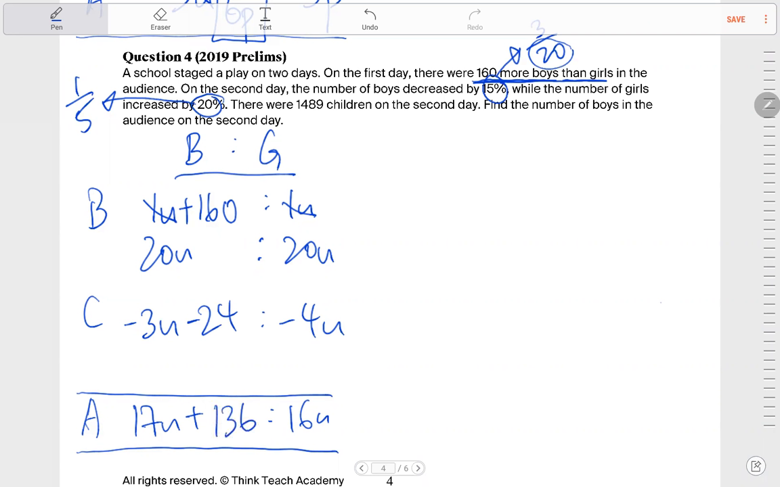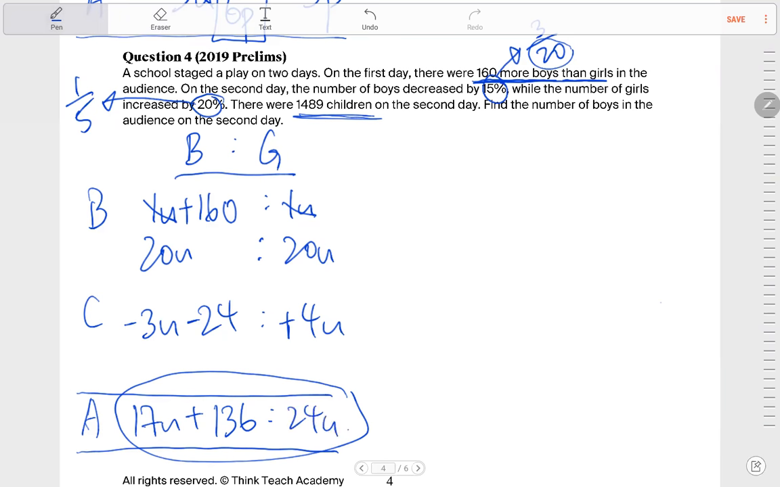So this is how you finish up your BCA table. So we're done with step one, step two. You have presented, you have processed information, you have processed the change in terms of fraction to recognize that you have to reset the ratio to 20 and 20. Then you apply the fraction. Now let's see whether we can proceed to solve. How do we do that? They said there were 1,489 children on the second day, so they're referring to everything here. Sorry, I just realized that for girls, it's actually increased by 20%, so it's plus 4 units. So this is going to be 24 units.